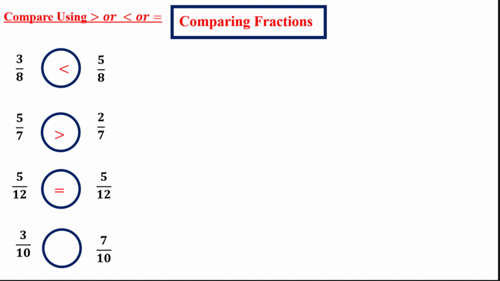3 over 10 and 7 over 10. The two fractions have the same denominator, so just compare 3 and 7. We will say that 3 is less than 7. So 3 over 10 is less than 7 over 10.